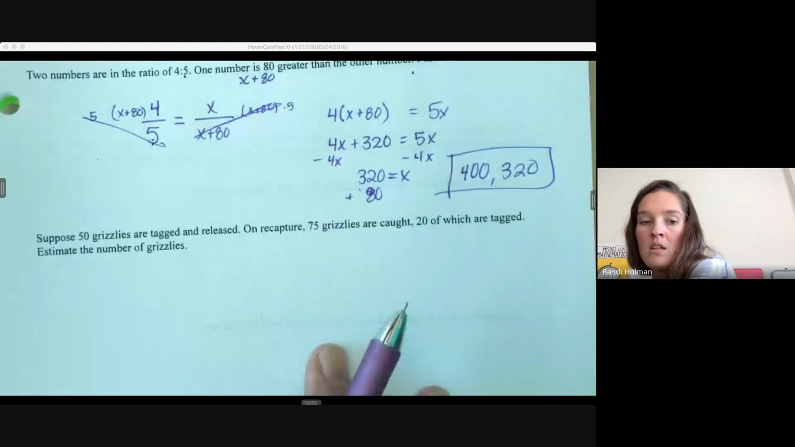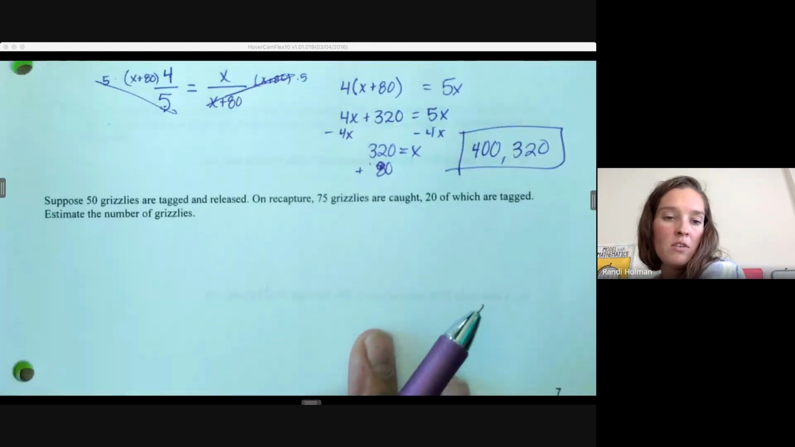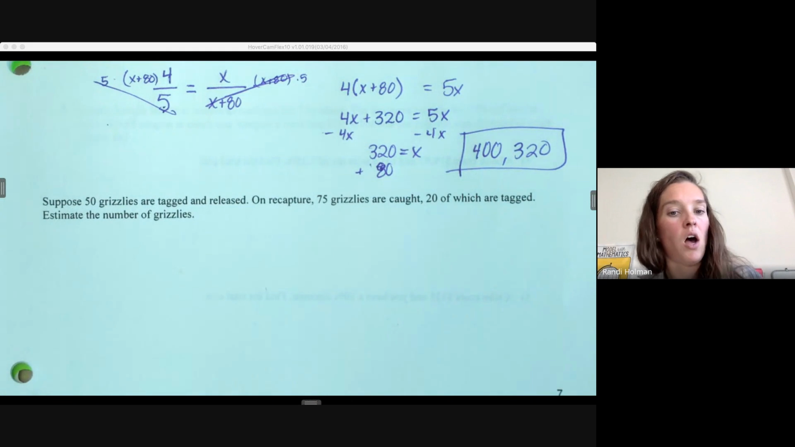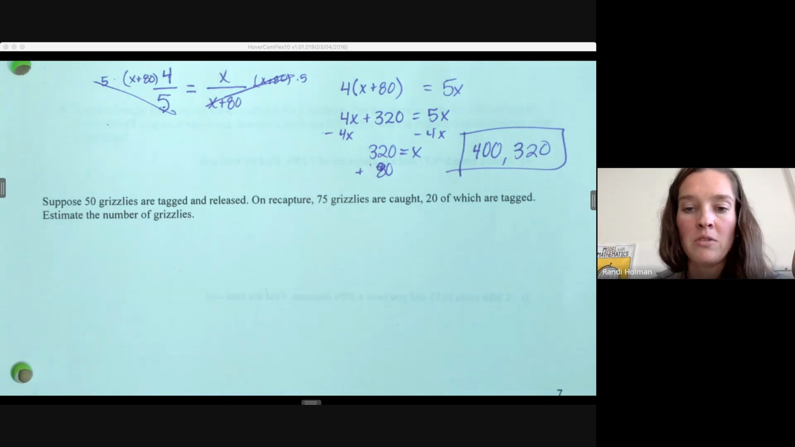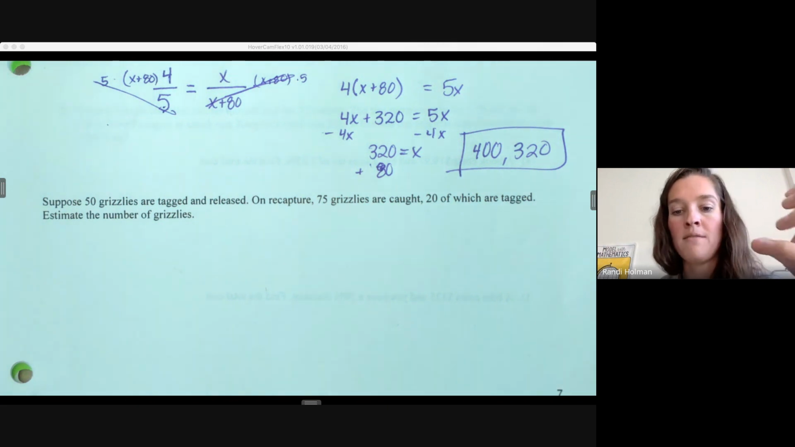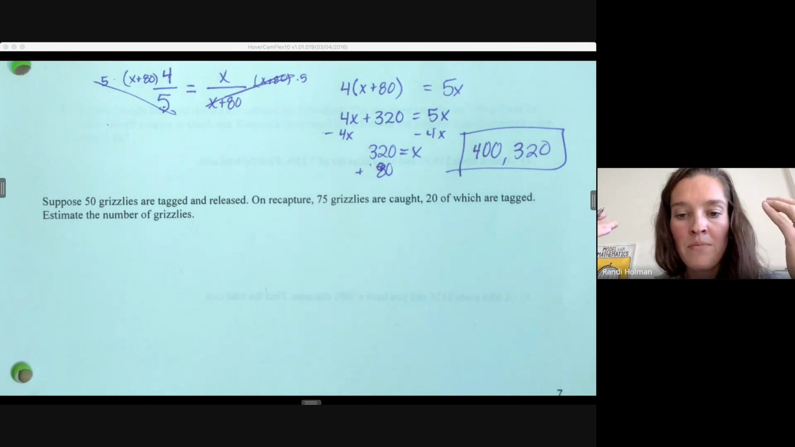Suppose 50 grizzlies are tagged and released. On recapture, 75 grizzlies are caught, 20 of which are tagged. Estimate the number of grizzlies. So if we're looking at this, okay, kind of thinking of what are our situations here? So one of our ratios is going to be about the ones who are recaptured, and one of the ratios is going to be about the total amount of grizzlies. So we do need those things to relate to each other.